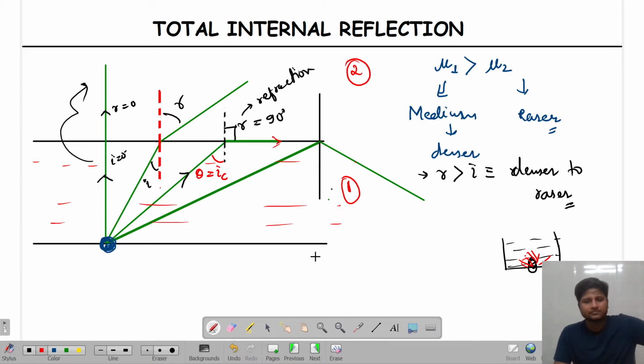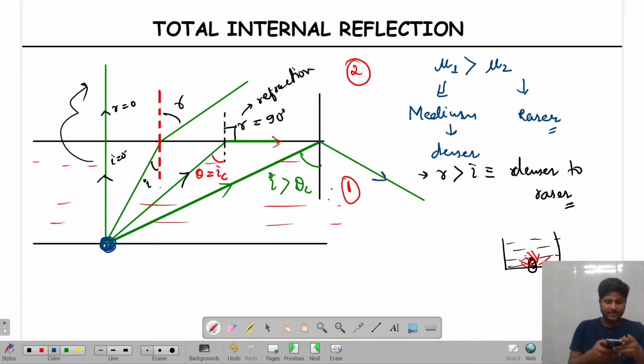Now, let's suppose there is a condition that if the angle of incidence, this angle from the light source to this interface of denser and rarer medium, is greater than the critical angle, what is going to happen? The light will start traveling inside the medium now. It will not be refracted upside or downside. What will happen with the light? It will start traveling inside the medium.